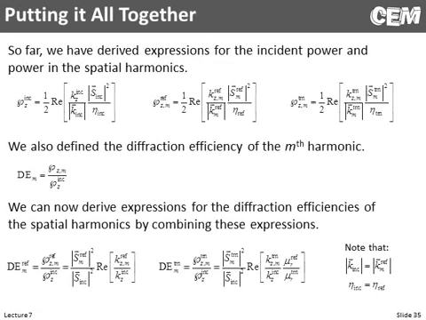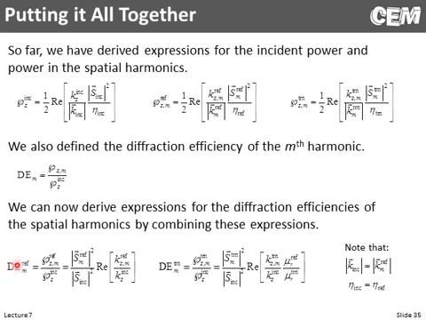Okay. So this is the power coming in the applied wave. This is power leaving in the reflected harmonics, so m's an integer. And here's power leaving in the transmitted harmonics. And m's the order of the diffracted mode. We defined our diffraction efficiency as the ratio, so let's do that.